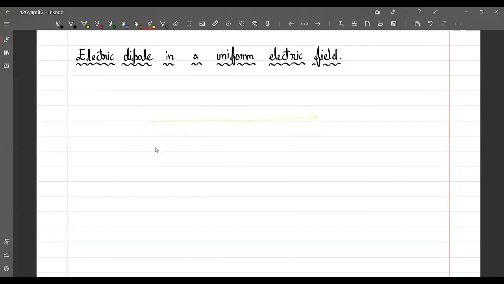Let us say electric field lines are from left to right. They are uniform, call them E. And you have an electric dipole which is tilted a bit like this. This is the minus Q charge. This is the plus Q charge. And this distance is 2L.